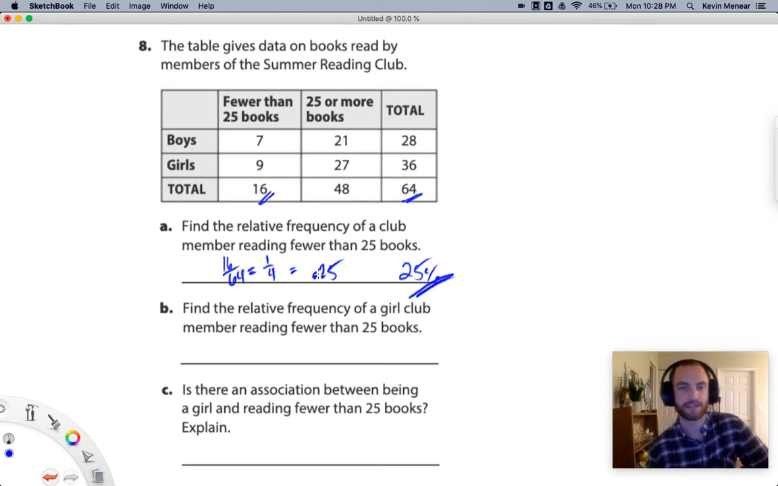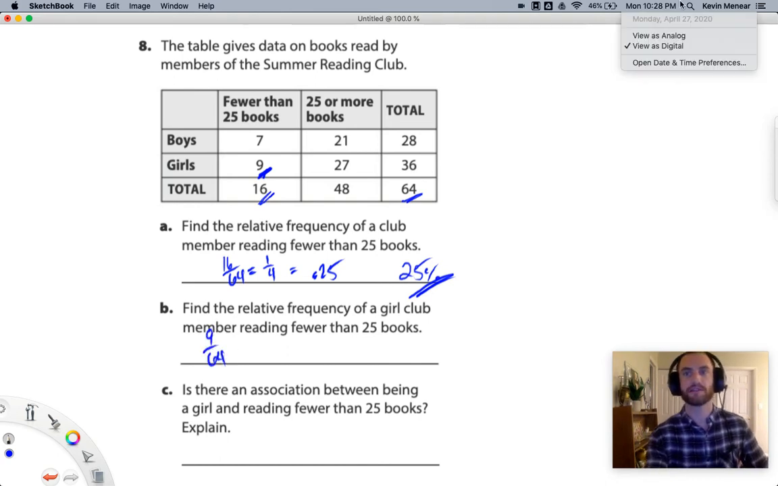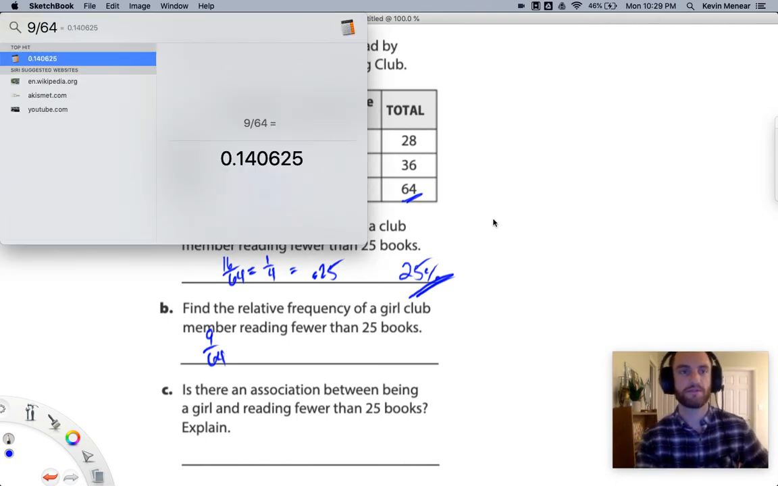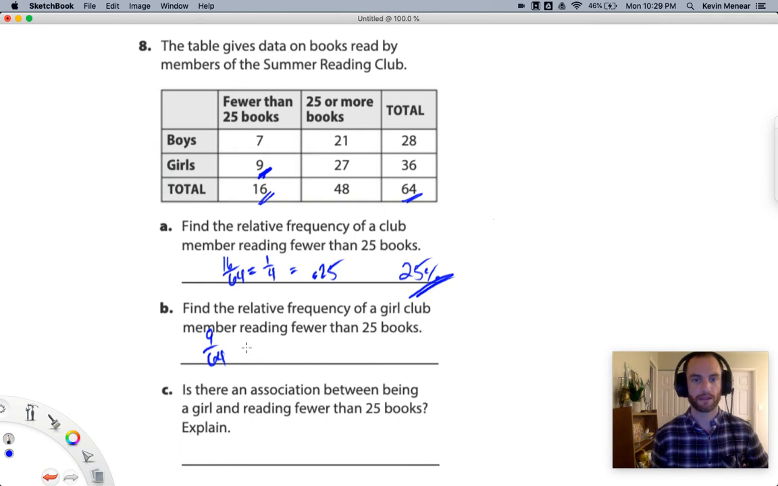All right. Find the relative frequency of a girl club member reading fewer than 25 books. So a girl fewer than 25 is 9 out of 64. I don't know what that simplifies to immediately, and it's not multiple choice, so let's go ahead and do the division. 9 over 64 is 0.14. Awesome. 0.14 or 14% approximately. This is approximate. It's not an exact answer. And when it's an approximate answer, it's nice to use the squiggly equal sign, because that means approximately.